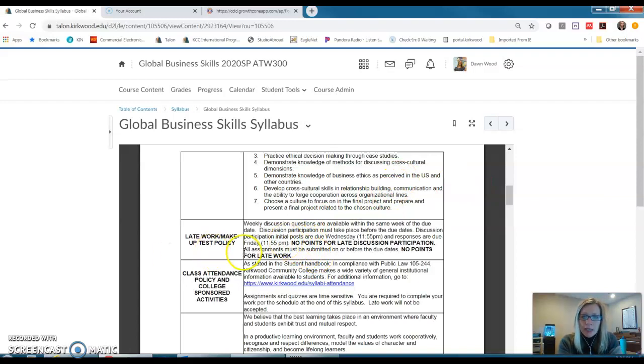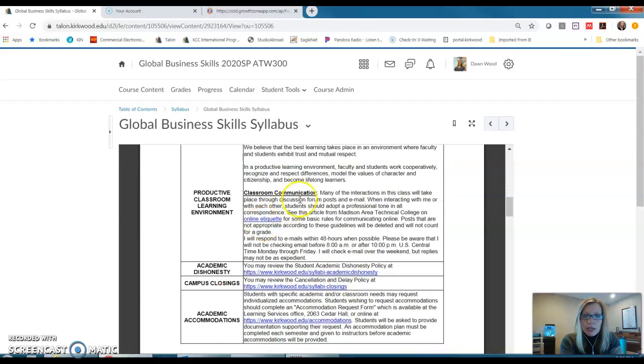Here it talks about my late work. I don't accept any points for late discussion. The due dates are very well outlined in the syllabus and in the weekly class schedule I mentioned. And so if you are going to have any absences or be traveling or whatever you're doing, you can work ahead. That's fine with me, but you cannot be behind. We need to always make sure your assignments are in on time.